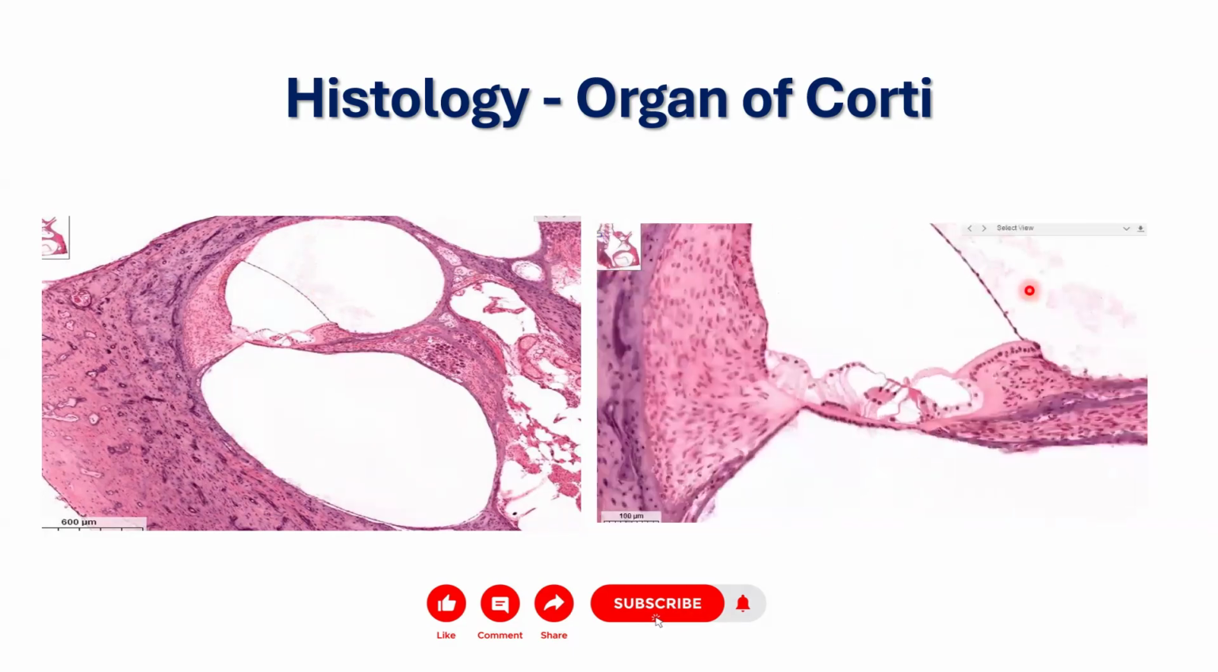Yes, at a higher magnification of the same, you can appreciate the tectorial membrane. You can appreciate the cochlear nerve. You have one inner hair cell and three outer hair cells. These are the supporting cells, as you can appreciate here. So that is the spiral organ of Corti. This is the scala media or cochlear duct, the scala tympani, and this is the scala vestibuli. The vestibular membrane is here, and this is the basilar membrane, as you can appreciate.